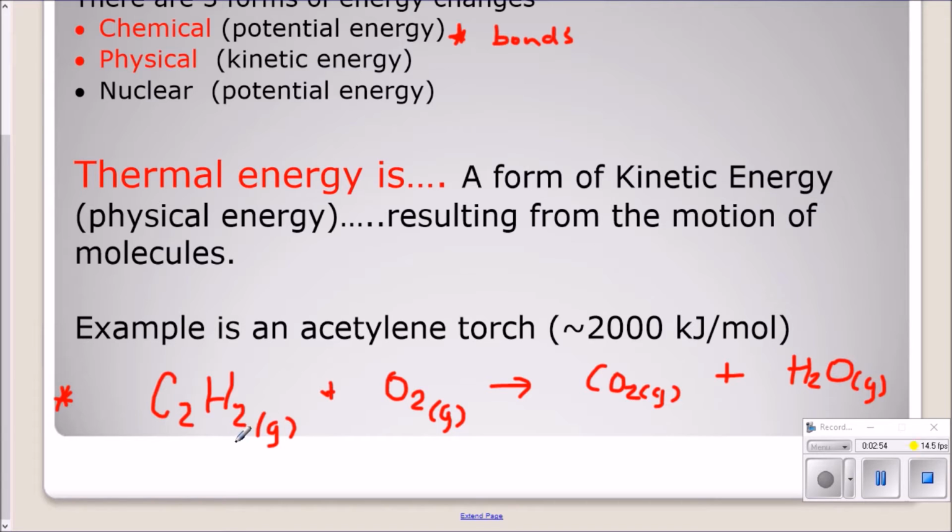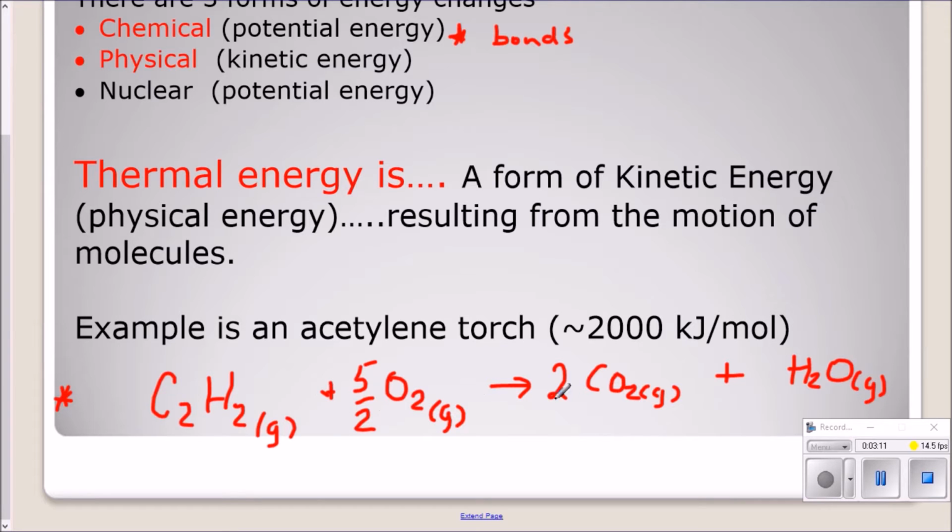We have 2 carbons on both sides, and 2 hydrogens. On the product side I have 4 oxygens from the CO2 plus the 1 from water, that's 5. So I'm going to put 5 halves here. I've now created a balanced chemical equation. If you wanted to get rid of that half, remember that you'd multiply everything by 2.